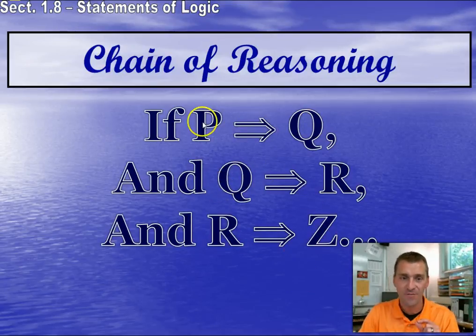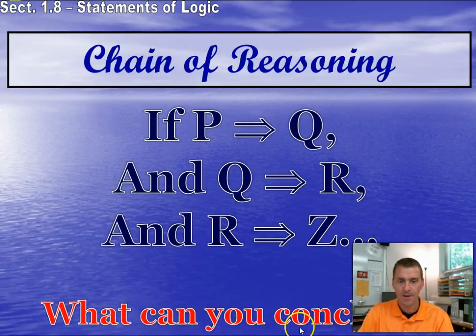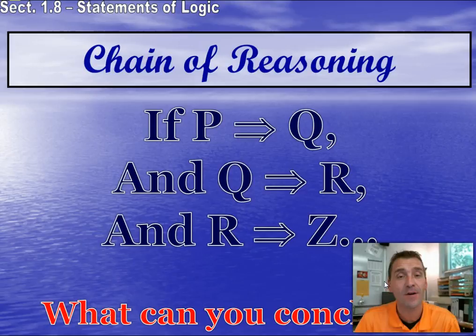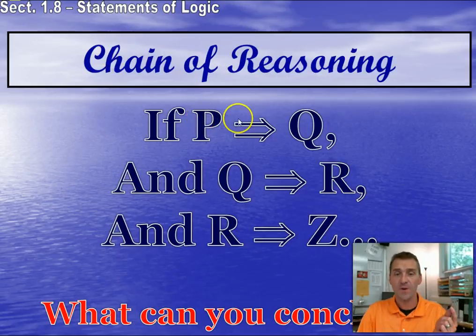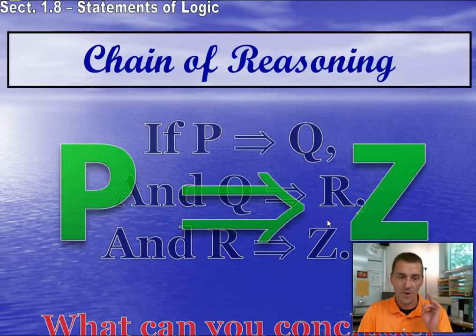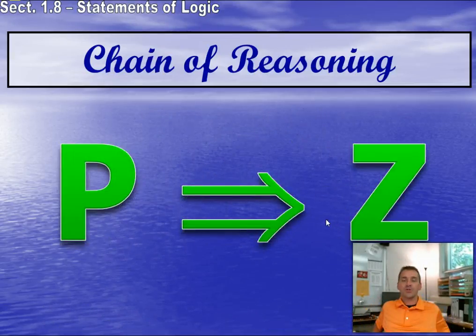The question is, if all three of these things are true, what ultimately could we conclude? I'm going to give you a little hint from Algebra 1. It's called the transitive property. Same concept applies when you're doing this chain of reasoning. If P implies Q, and Q implies R, and R implies Z, you could link all these things together where P goes to Q, goes to R, goes to Z, and you could conclude that P implies Z. That's called the chain of reasoning.